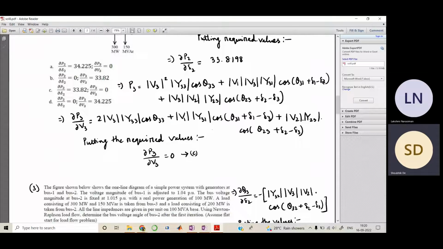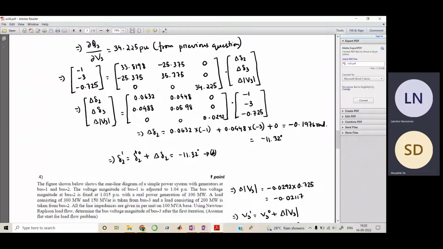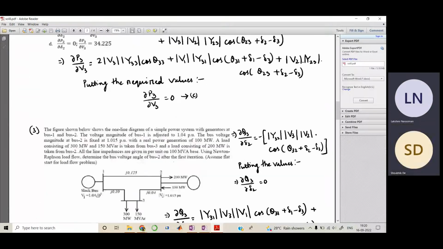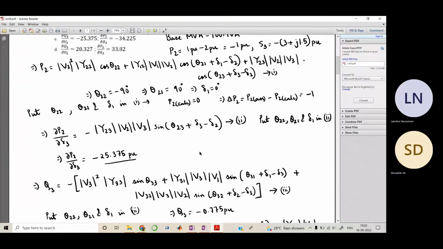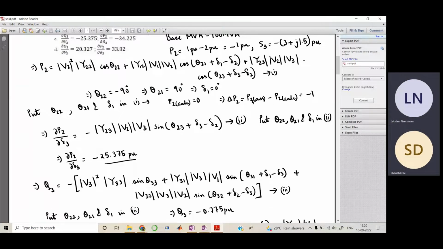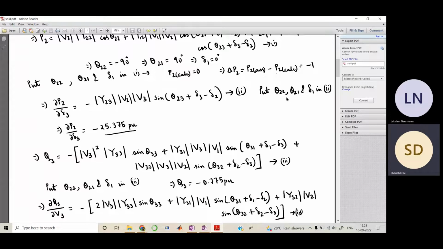This is 0, this is 0, this is 0. So directly it comes out to be 0, and the scheduled value is -3. The formula is schedule minus calculated. Since it is a load, we are taking -3 from there. So -3 minus 0, that is -3 - 0. Okay, exactly.